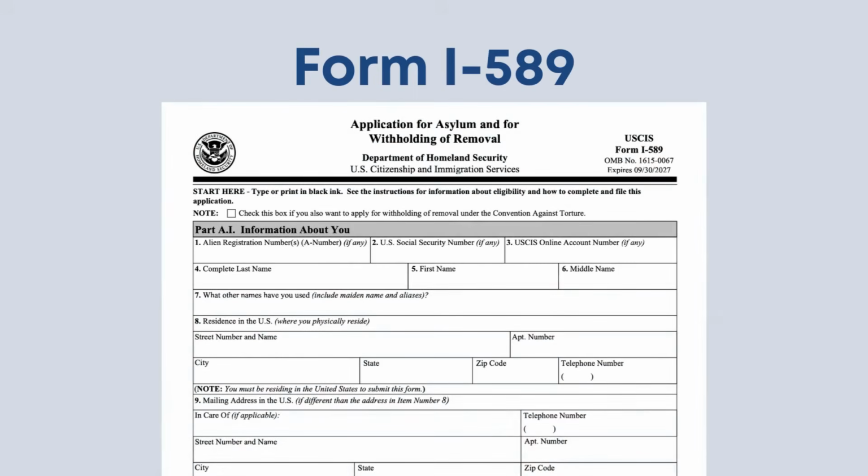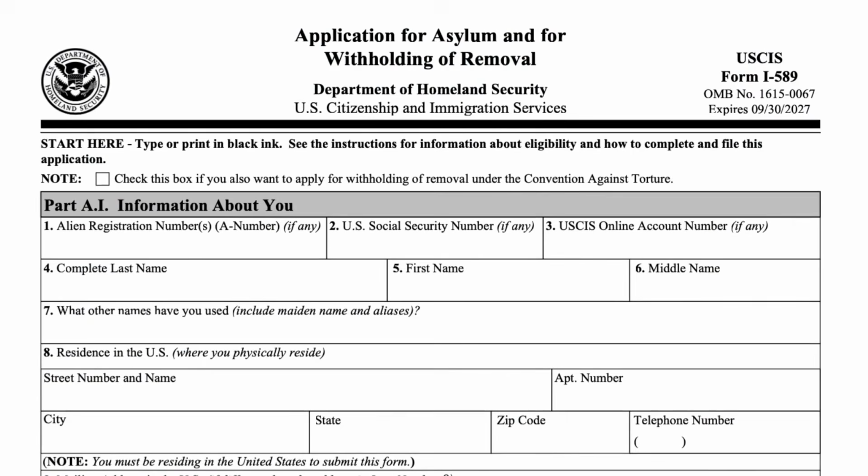The Form I-589 is also, at the same time, an application for withholding of removal. Withholding of removal can protect even certain people who do not qualify for asylum from being deported to a country where they face danger.